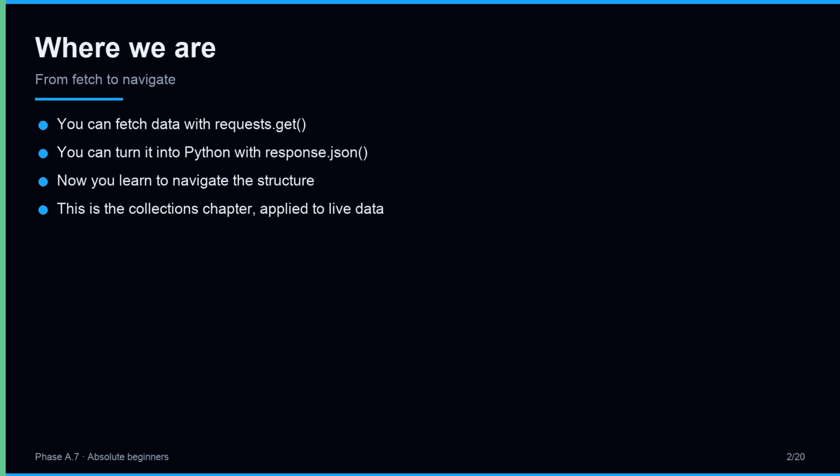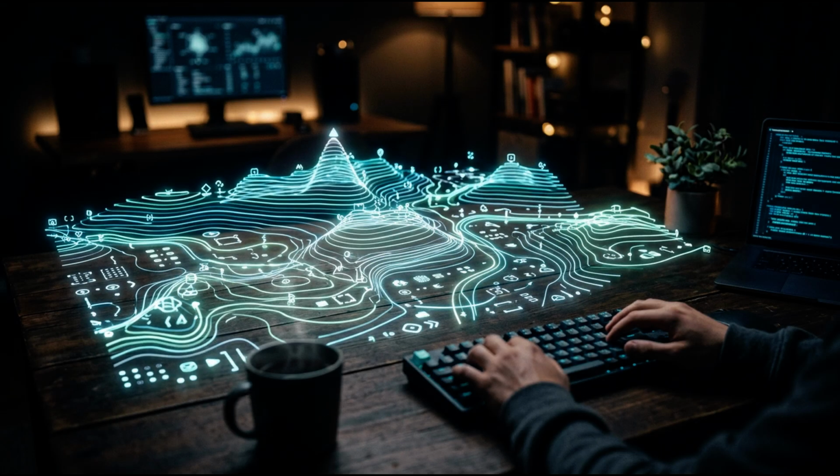That is what today is about. Every tool you need is one you already learned. We are just pointing them at real data. Collections, applied live. What comes back from an API is not a web page. It is a map, keys pointing to values, sometimes nested deep. You already know how to read maps. You learned it with dictionaries. The response is a map.